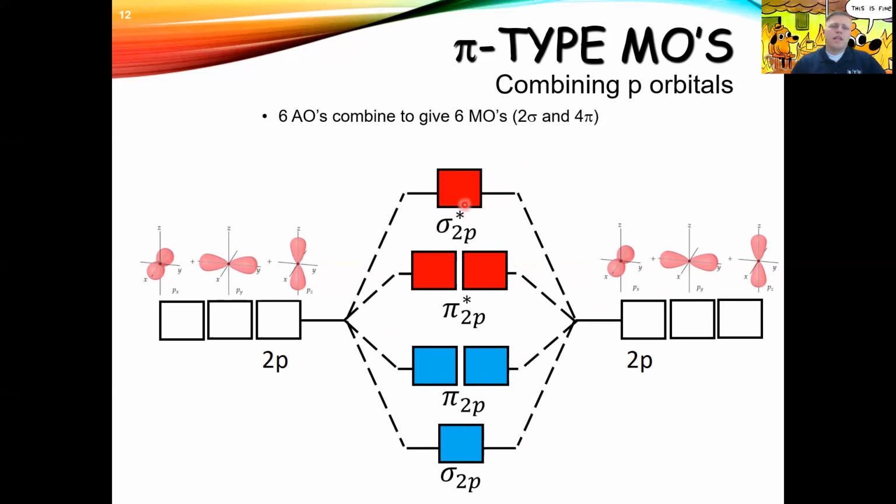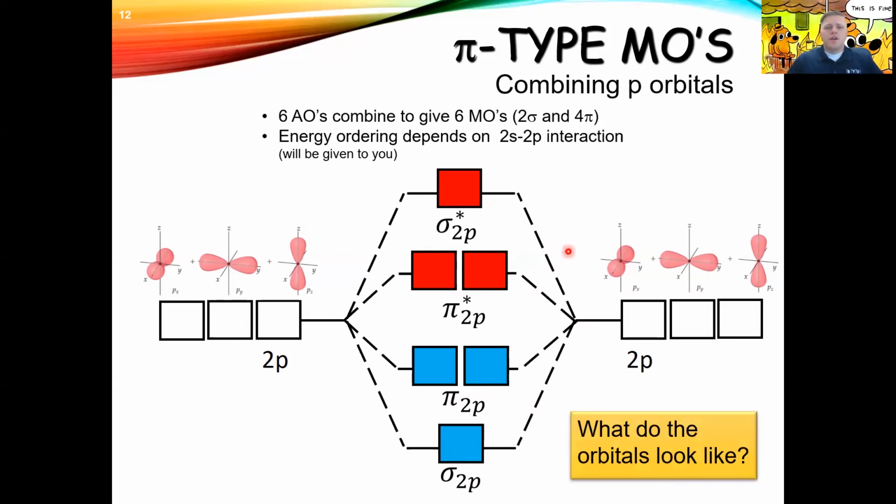Right? Now, the way I've arranged these orbitals energetically, this ordering actually depends on the specific molecule. So sometimes the pi orbitals will be lower in energy than the sigma orbitals. Sometimes you'll have an order that goes sigma, pi, pi star, sigma star, or you'll go pi, sigma, sigma star, pi star. So these orbitals can actually be in fairly different orders. So we'll have to give you the actual molecular orbital diagram. So you don't actually even have to come up with this. But let's talk about what these orbitals look like.